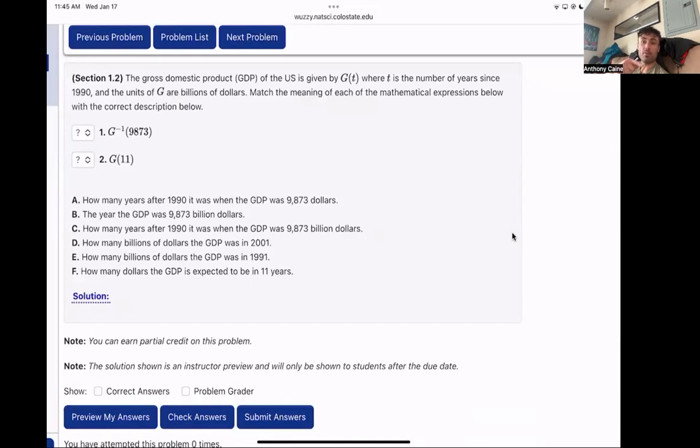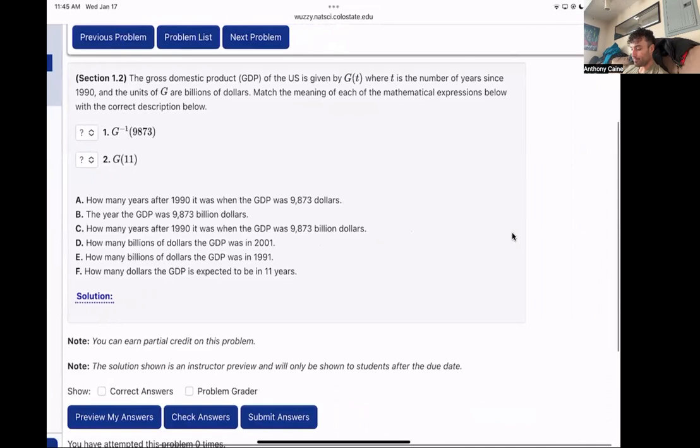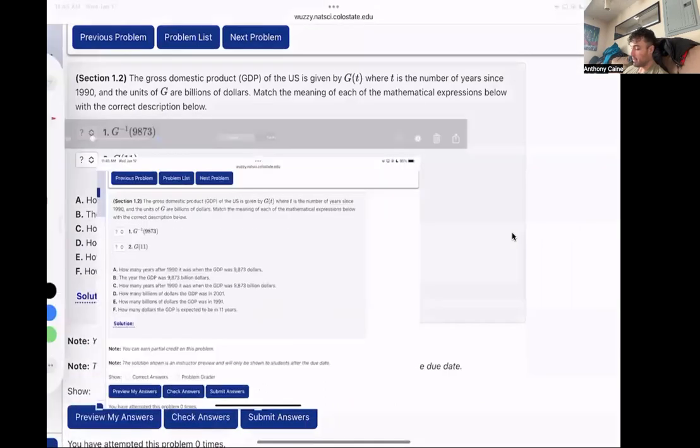It's solving for when something happened, sort of. So the GDP is given by some function, which you're calling G as a function of T. T is the number of years since 1990, the units of G are billions of dollars. Match the following. Okay, so I guess I'll screenshot it. I should really scribble stuff down. It just makes it easier.